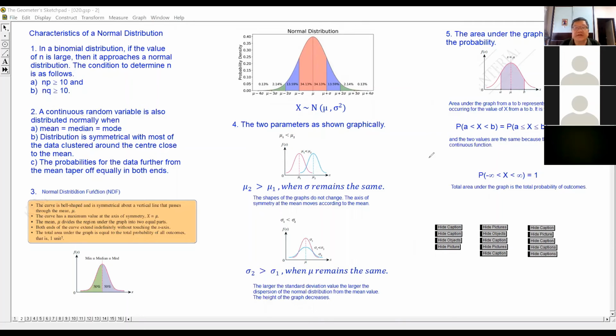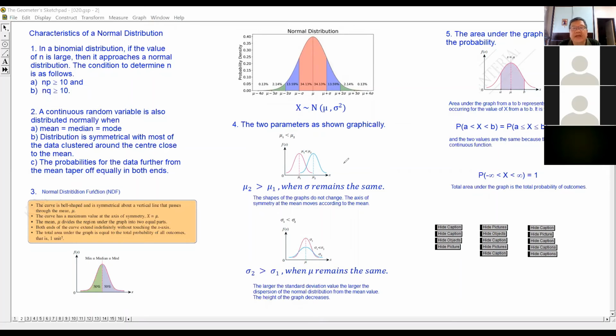Now let's say you have two distributions. One has mu of 42, the other has mu of 35. Graphically, it will be like this. The one with the bigger mu is shown on the right hand side, the one with the smaller mu on the left hand side. This is the difference in the first parameter, mu. If sigma, the standard deviation or variance, is the same, the shape will be the same.